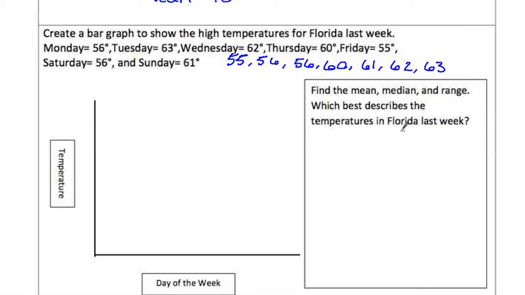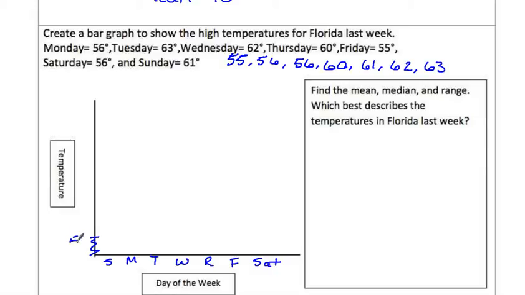And across the bottom, we're putting the days of the week. So we're going to put Sunday, Monday, Tuesday, Wednesday, Thursday, Friday, and Saturday. Sunday is represented by 61, and we need to put a scale up the side. None of these temperatures start until 55, so we're going to put a break in our scale. And I'm going to start at 50 and then count up by 2.